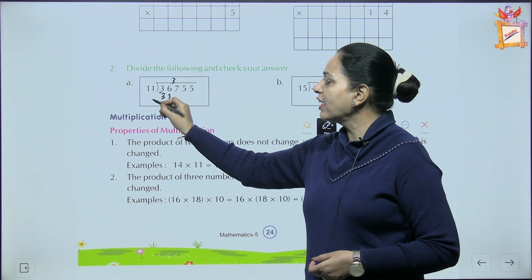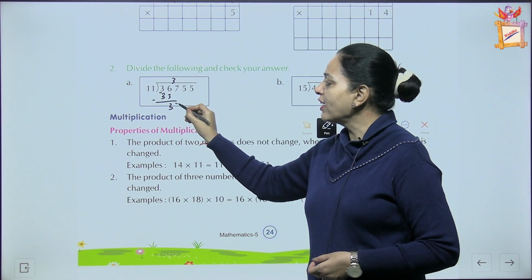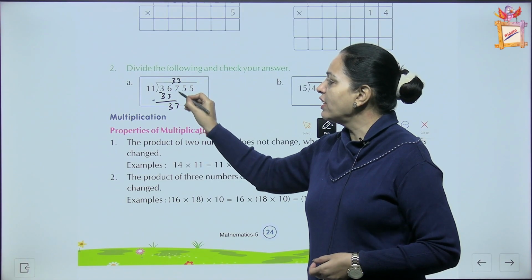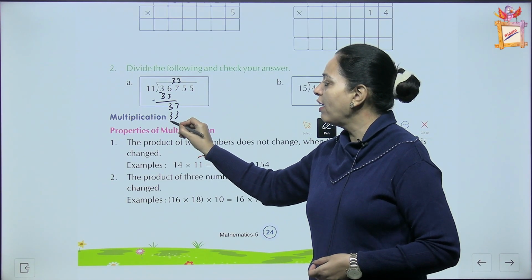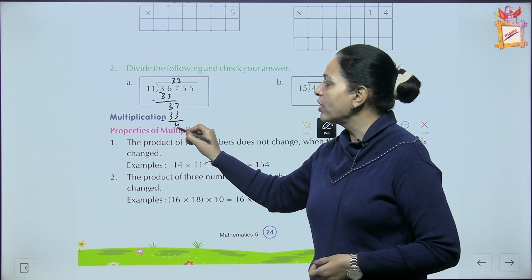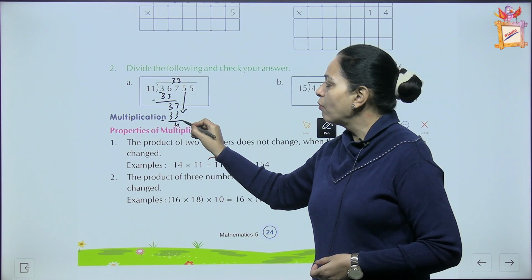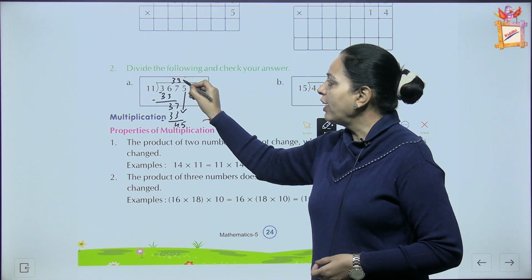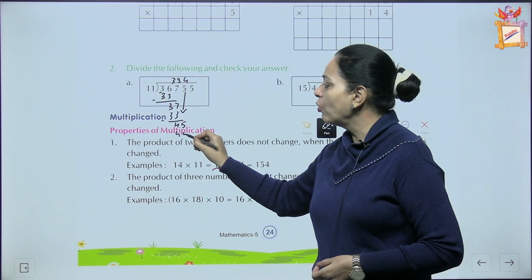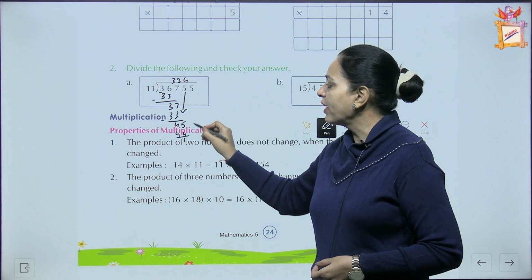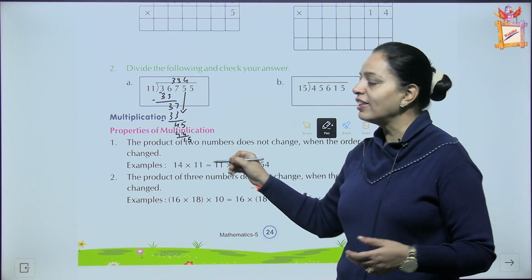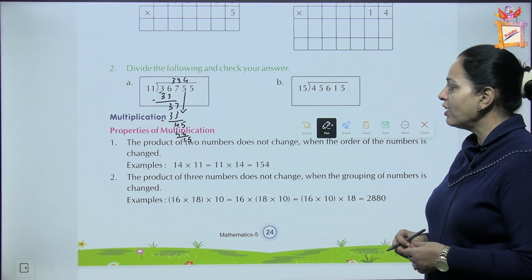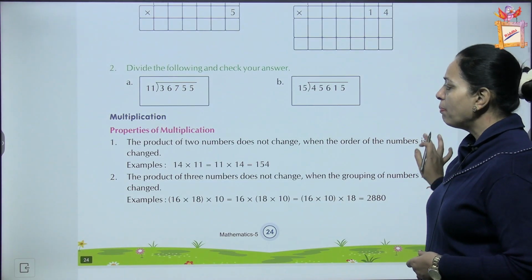Now minus kar denge. This is 3. Now take the next. This is 37. 11 3s are 33. Okay. Now minus kar denge. 4 is left. Take the next digit, 45. Now here 11 4s are 44. Now here 1 left. Take the next digit 5. So like this you can continue and just find the remainder. Similarly, you can try B part.